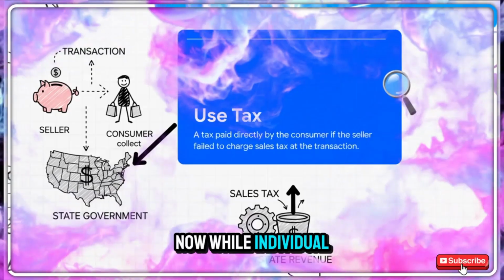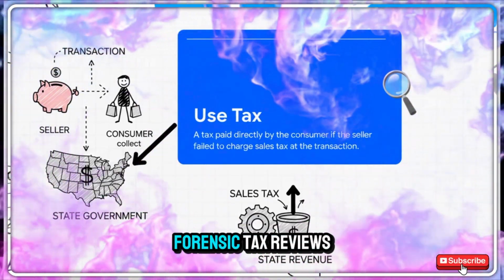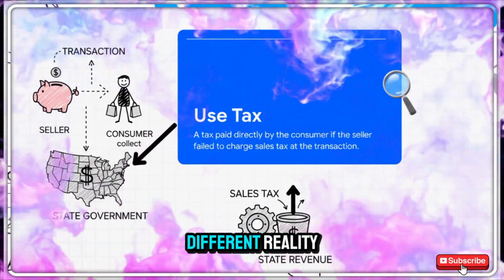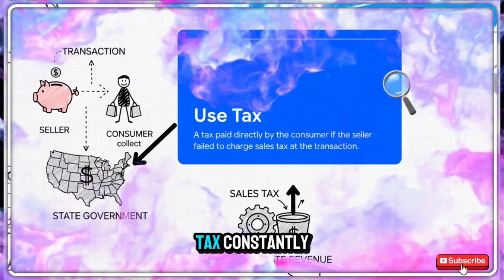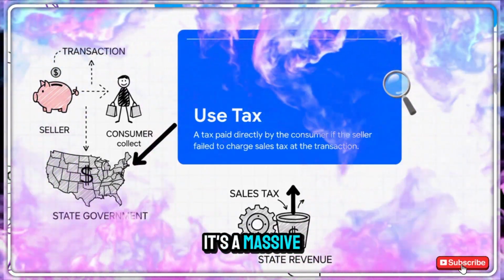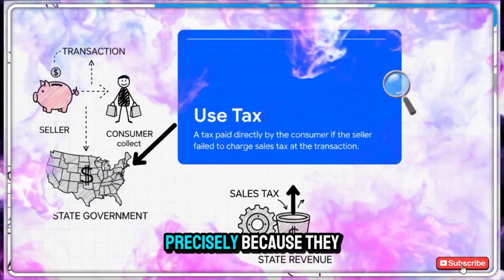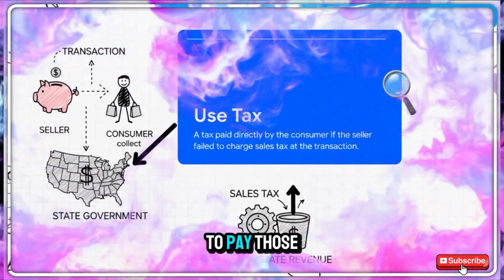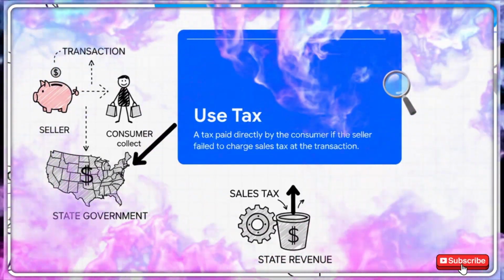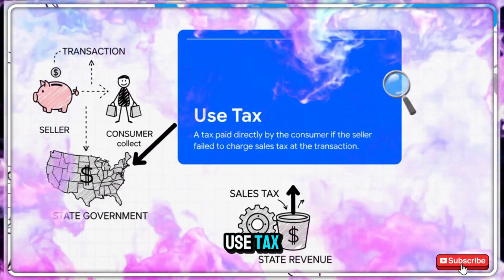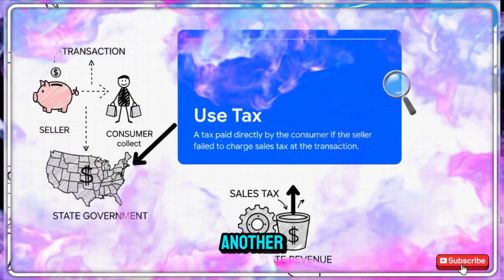Now, while individual everyday consumers rarely report or pay use tax on personal items, forensic tax reviews show a very different reality for corporations. Businesses are audited for unpaid use tax constantly. It's a massive B2B risk, meaning states aggressively target corporate purchasers precisely because they have the cash reserves to pay those use tax penalties, making it highly lucrative for state auditors. Together, sales and use tax basically guarantee the revenue is always captured, one way or another.